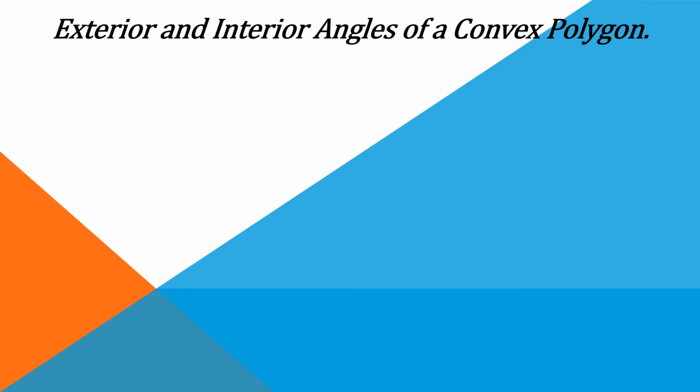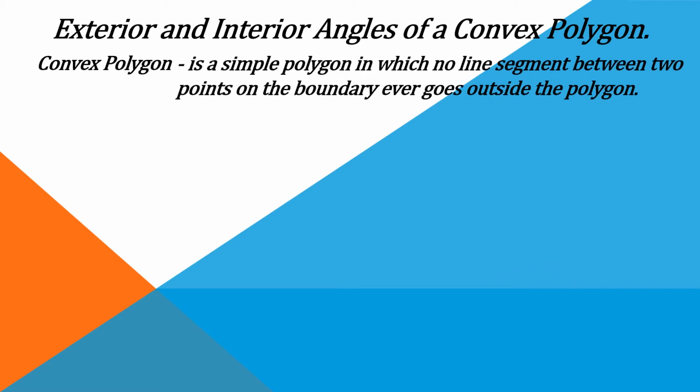Now, let us go to our main topic, convex polygon. A convex polygon is a simple polygon in which no line segment between 2 points on the boundary ever goes outside the polygon. It means there is no reflex angle in this convex polygon. What is a reflex angle? A reflex angle is an angle more than 180 degrees and less than 360 degrees. Therefore, a convex polygon is a polygon wherein all interior angles are less than 180 degrees.